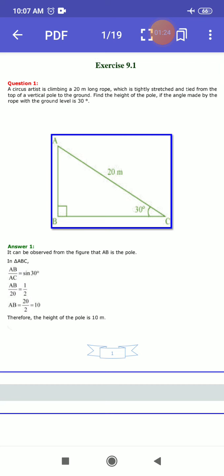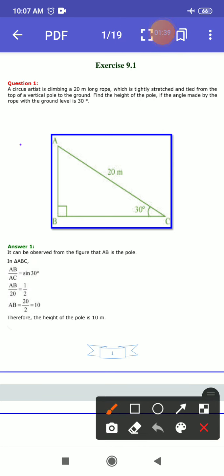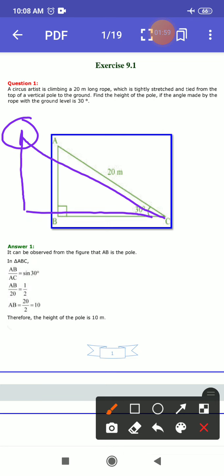So you very well know that one rope is attached with the pole. Suppose this is your pole. We connect the top of the pole with the earth with the help of the rope, and then we adjust the foot on the earth. In this way this triangle is made.